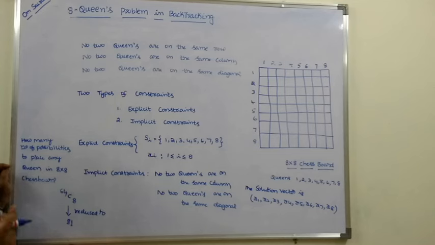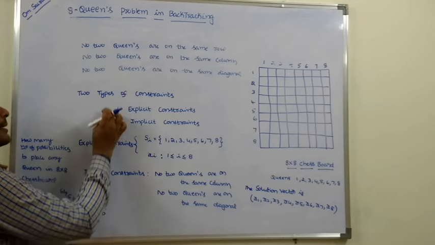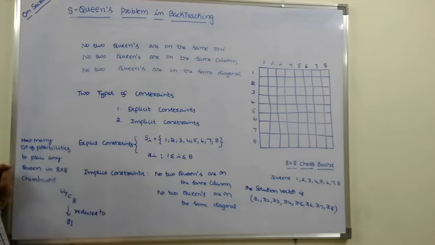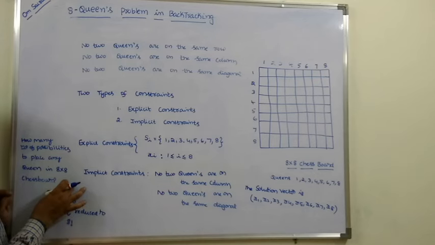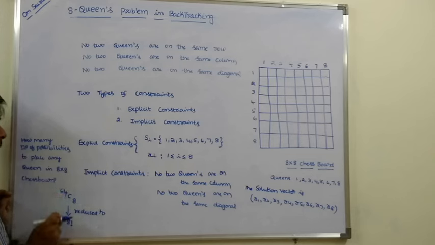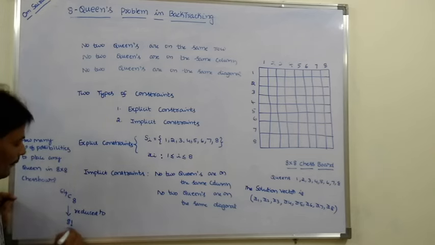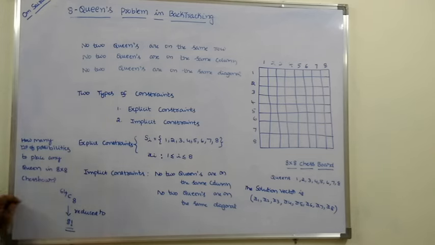So, after imposing the explicit constraints and implicit constraints, the total number of possibilities can be reduced from 64C8 to 8 factorial ways. The total number of possibilities after applying explicit constraints and implicit constraints is equal to 8 factorial.